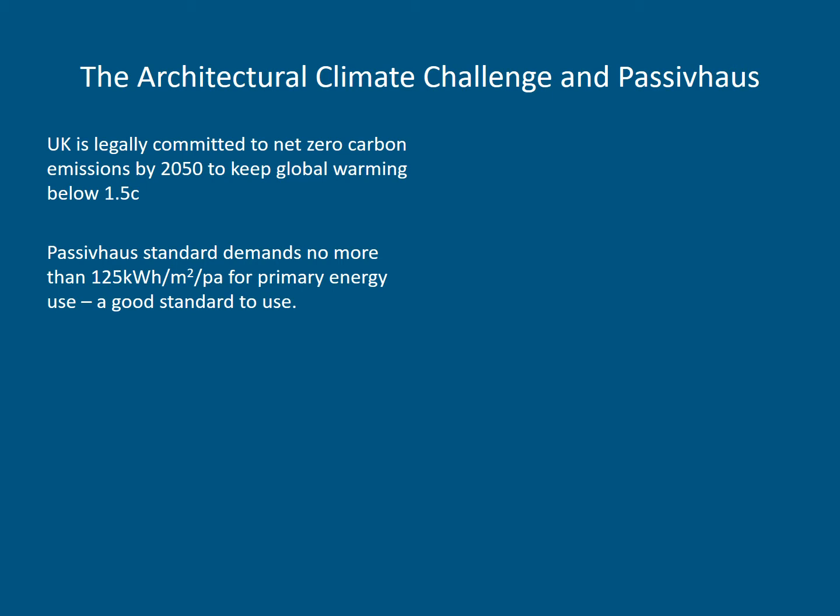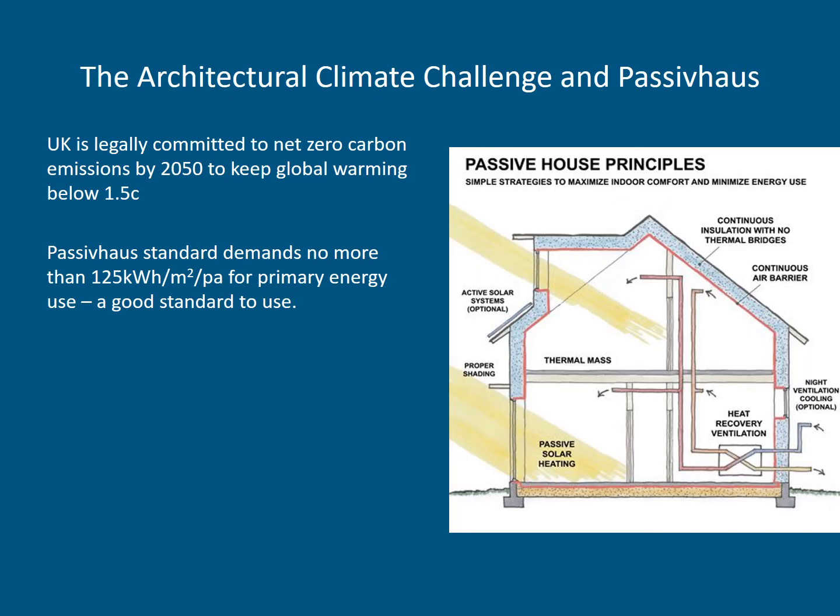There are many standards to help us reach this target. Passive house standard is a good one, and it demands no more than 125 kilowatt hours per metre squared per year of primary energy use. Passive house principles are simple. Basically, you provide high levels of insulation with no thermal bridges, and you optimise solar gain, as well as having mechanical heat recovery ventilation and a continuous air barrier.